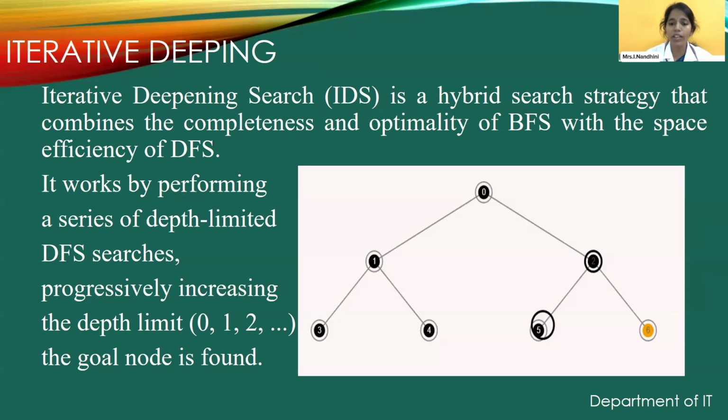So based on the problem, we will set the depth limit. Suppose my goal node is not 6, then I will just increase my depth limit to 3. After increasing the depth limit to 3, I will find the goal node. So this is called iterative deepening.